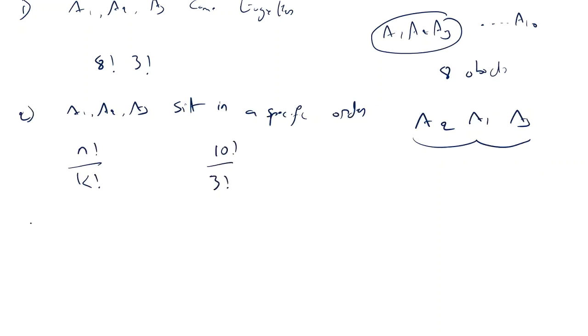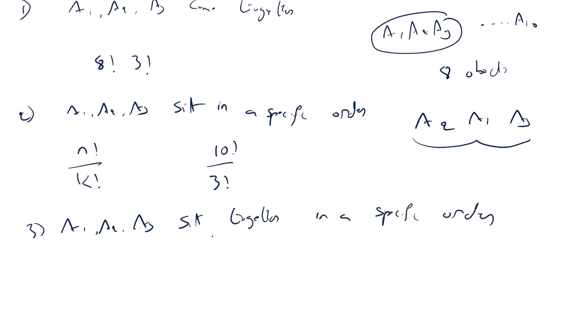Now the third one. A1, A2, A3 sit together in a specific order. Whenever you see A1, A2, A3 sitting together, we can just tie up A1, A2, A3. So after tying up A1, A2, A3, we have 8 units.